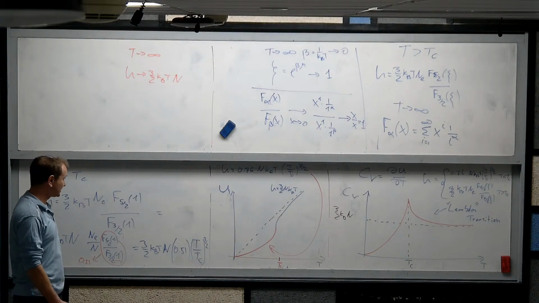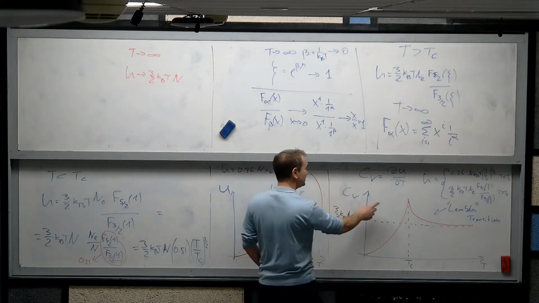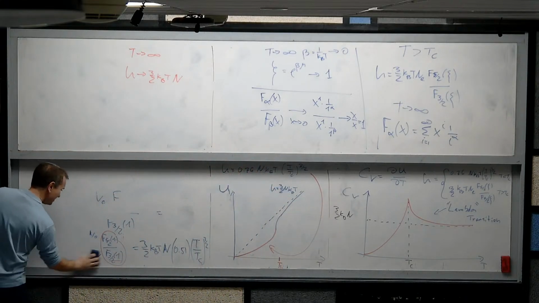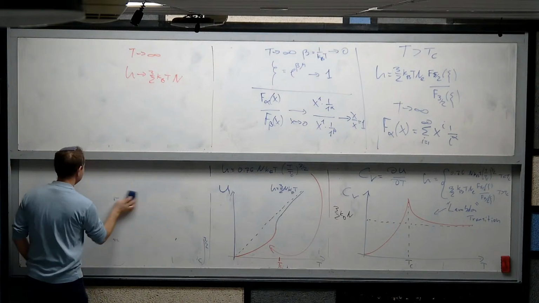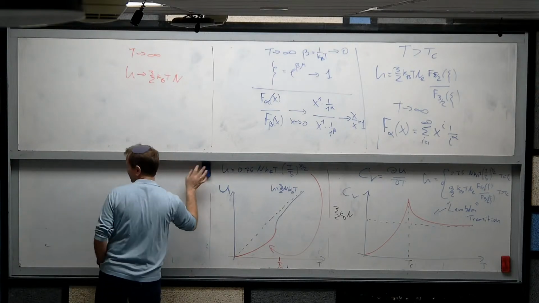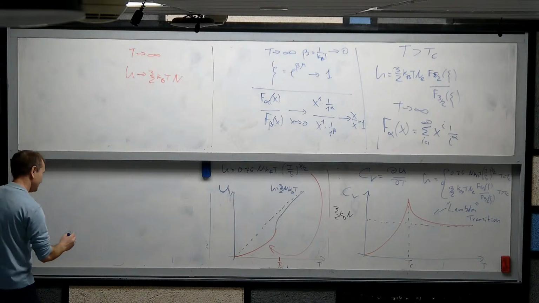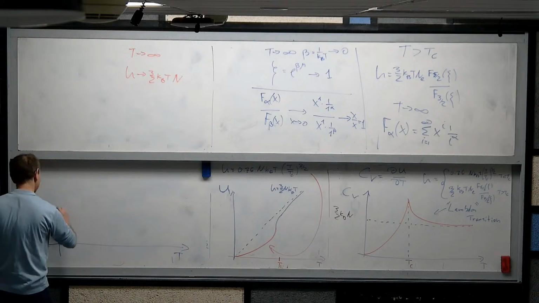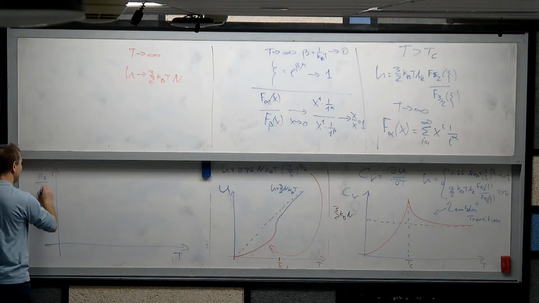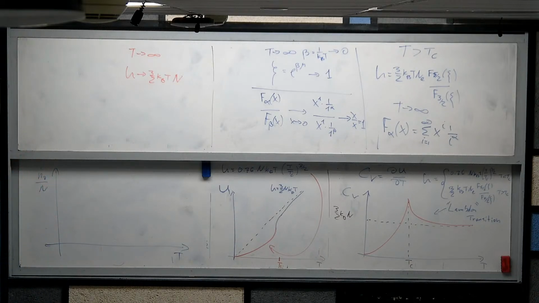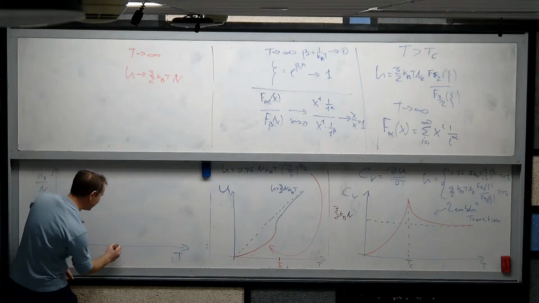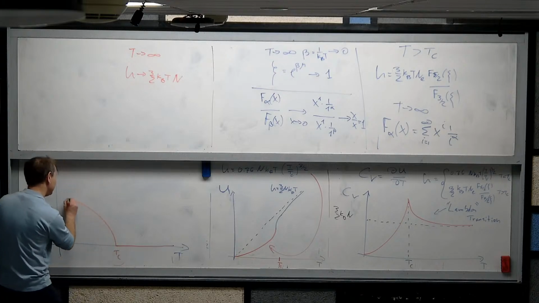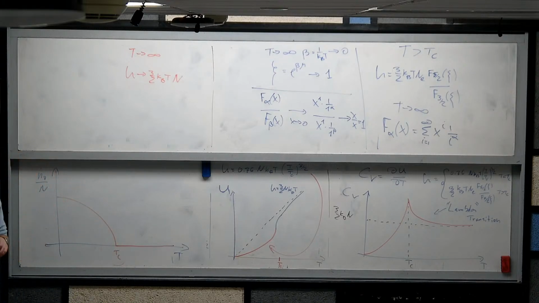We are done. So the plots to remember: CV, U, and the third plot, which is temperature and N0 divided by N, although people do not compute it in experiments. So this is BEC. This plot.